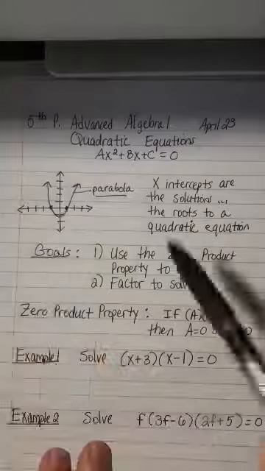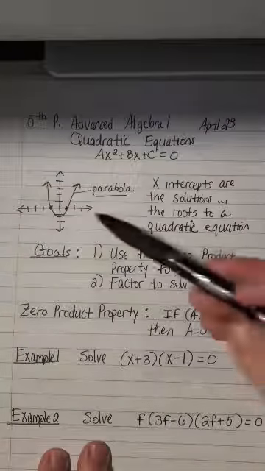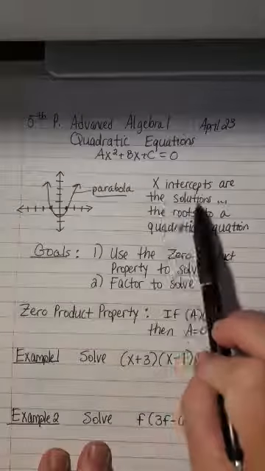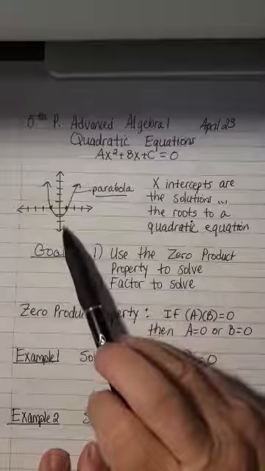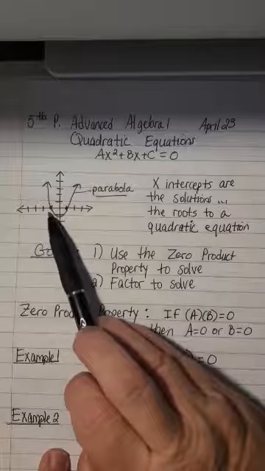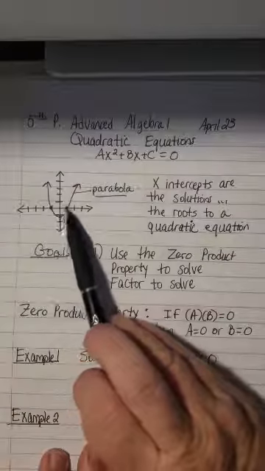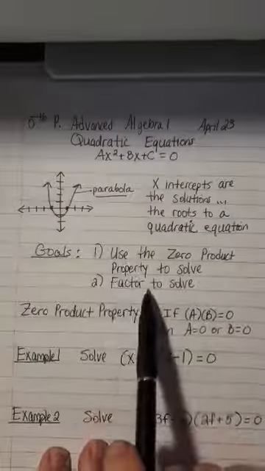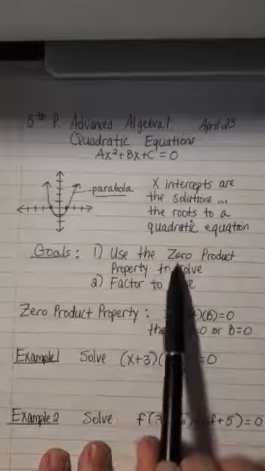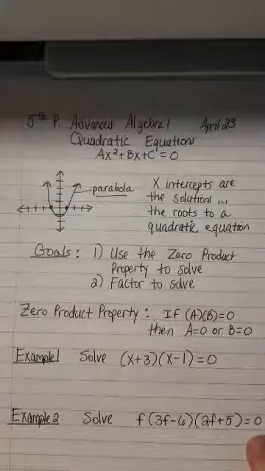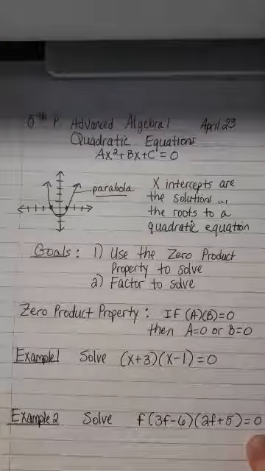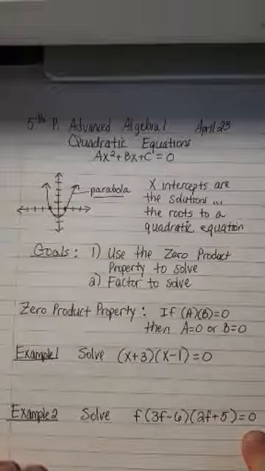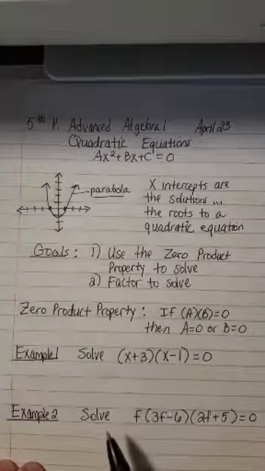What we're going to do today is find out how to find those by factoring. This says the x-intercepts are solutions to your quadratic equation. So when you find your solution to your quadratic equation, that tells you what your x-intercepts are. That's why it's important. We're going to be factoring to solve, and using the zero product property to solve. We're not going to do any graphing today. All we're doing is learning how to find these zeros, which are the x-intercepts, through factoring.